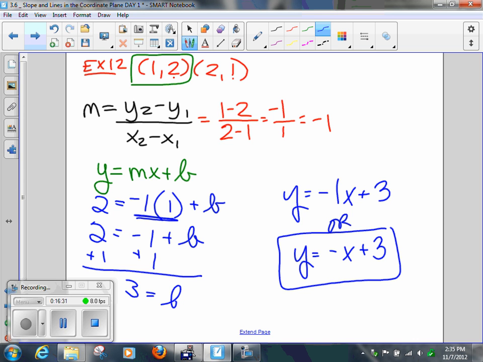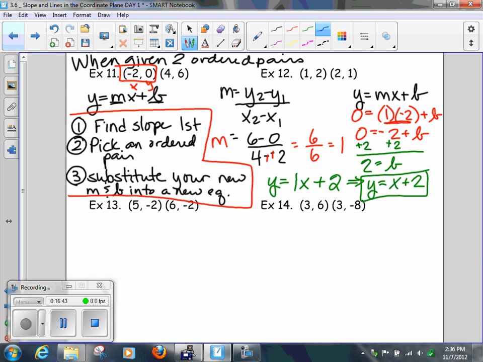I'd use this up. This is my ordered pair, 1 for x. M is -1 from what I saw for the slope. Okay? Good question. Any other questions? Hey, you want me to show you a shortcut? All right, look at example 13.